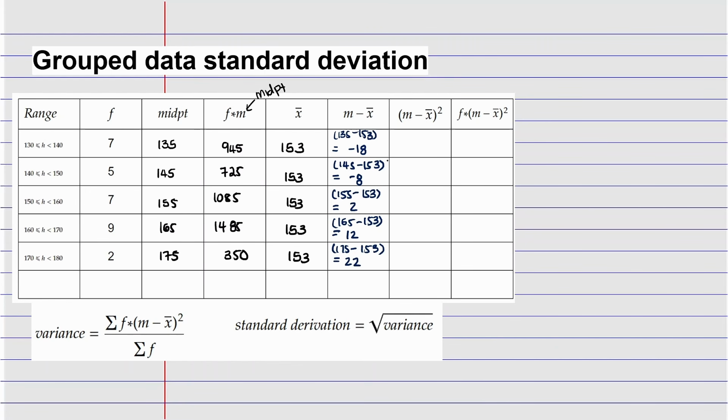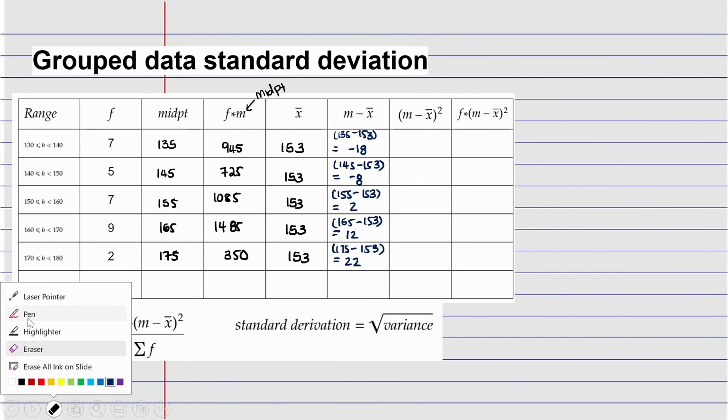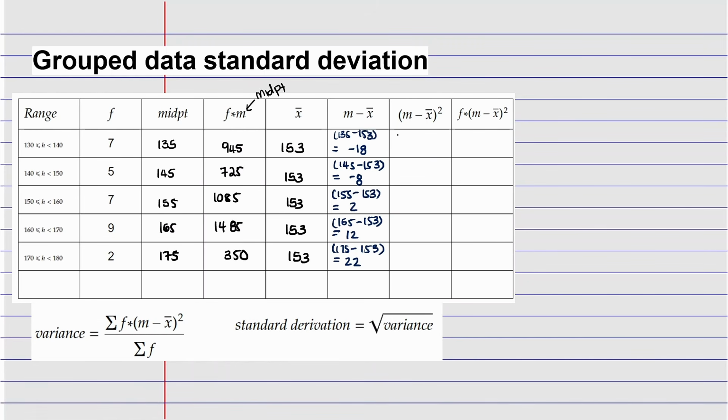So now what we're going to do is square all the terms. So it's going to be negative 18 squared. I need space, so let me just erase this. Then here is going to be negative 8 squared, right? Then here is going to be 2 squared. Then 12 squared. Then the last one is going to be 22 squared, right?